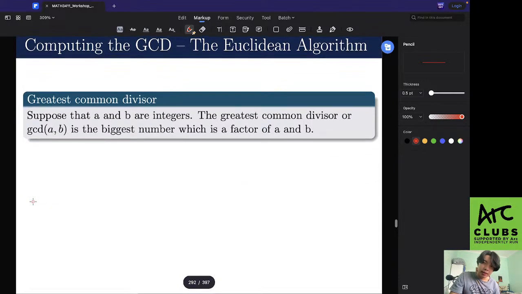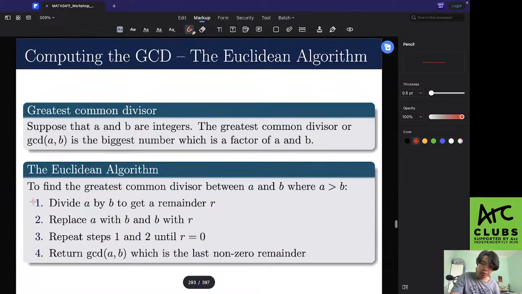So let's go into calculating the greatest common divisor. The greatest common divisor is just the biggest number which is a factor of a and b. How might you go about that? Well, we have a formula.